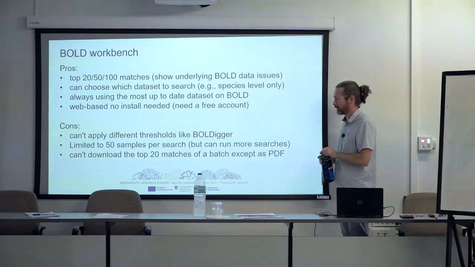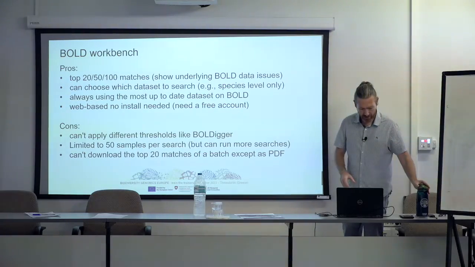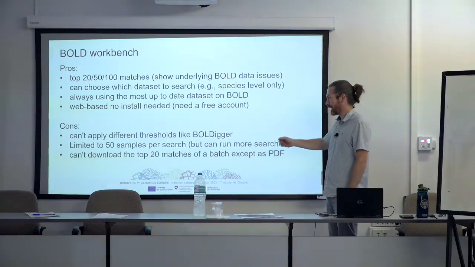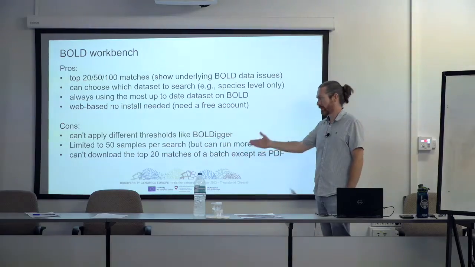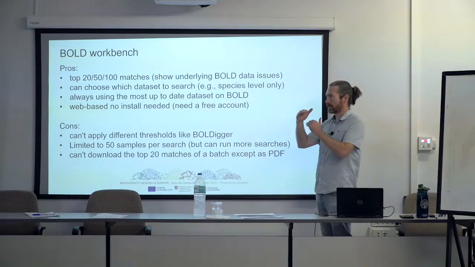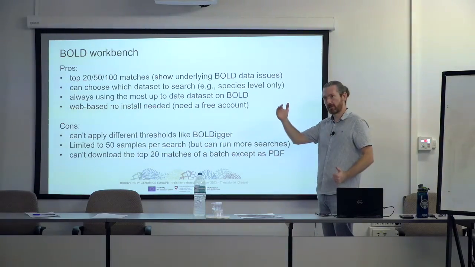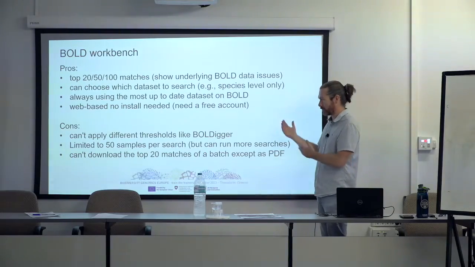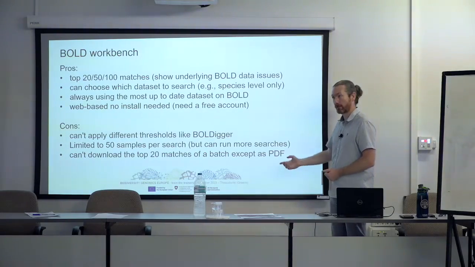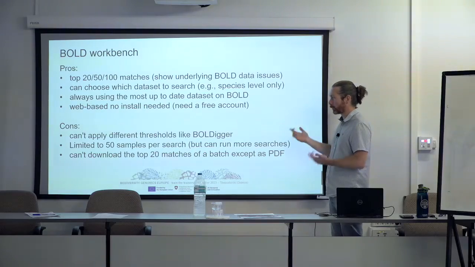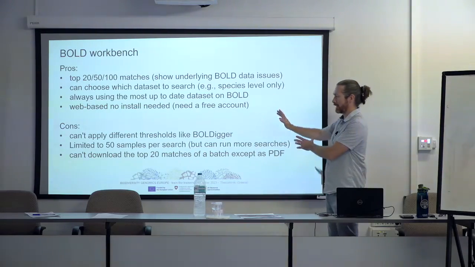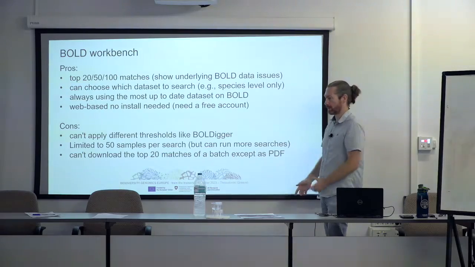One of the bigger cons is that the native output is an HTML file, a web page, and you can't easily download the top 20 matches of each record in a batch. You can do it if you just did one, that's fine, but if you've got hundreds of samples, you can't do it as a batch, but you can get it as a PDF. What Bold Digger does is it literally does the same search you would do in Bold, but it then takes the HTML and converts it into a spreadsheet. Very clever.